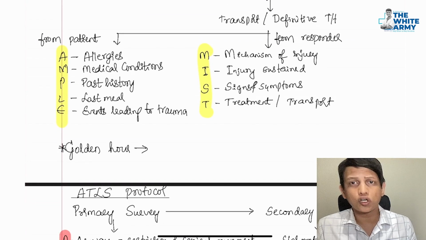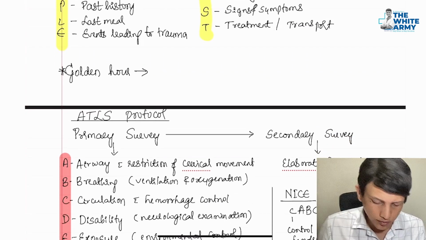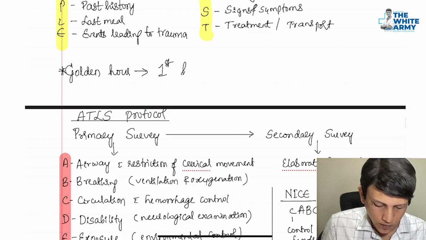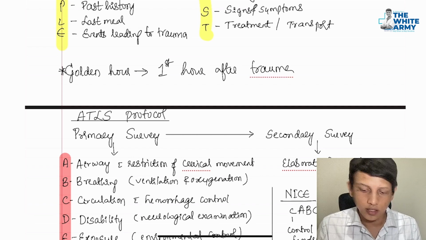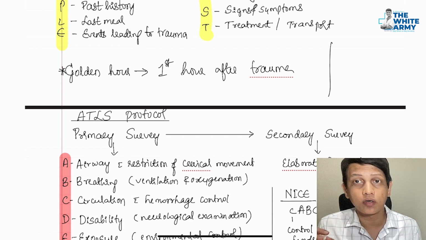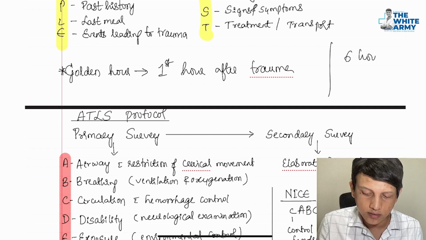Then, the most commonly asked MCQ: what is the golden hour? The first hour after sustaining trauma is considered to be the golden hour. Don't get confused between the golden hour of trauma and the golden hour of injury for suturing, which is 6 hours.